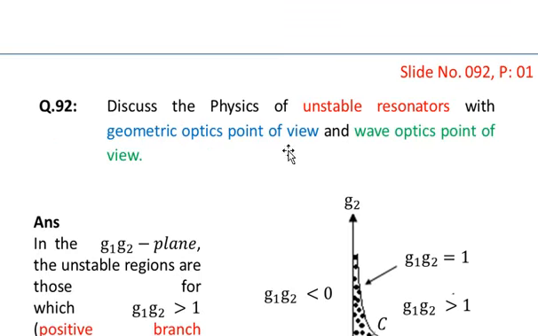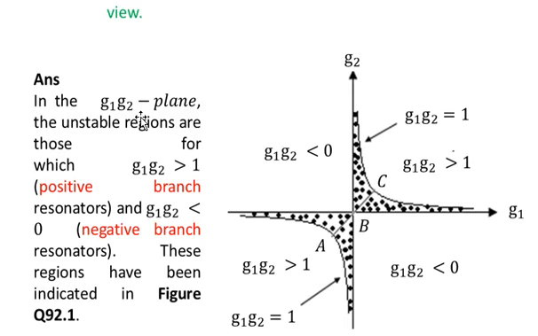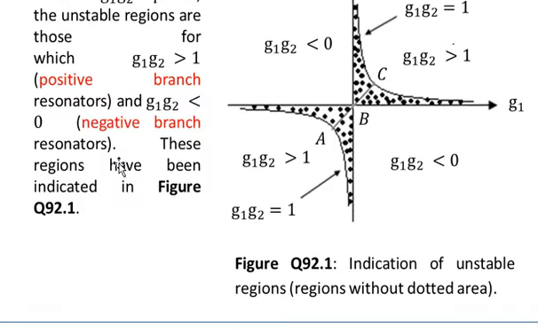Question is, discuss the physics of unstable resonators with the geometric optics point of view and wave optics point of view. The answer is, in the G1, G2 plane, the unstable regions are those for which G1 G2 is greater than 1, referred to as the positive branch resonators, and G1 G2 is less than 0, that is the negative branch resonator. These regions have been indicated in figure 1.